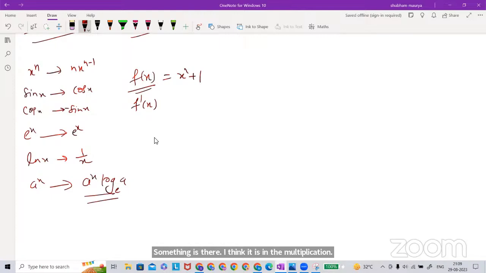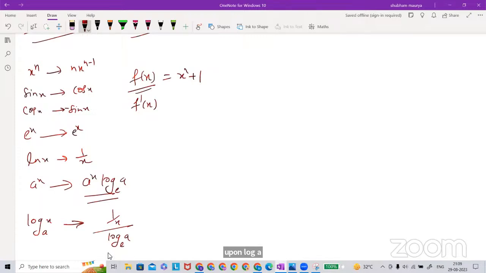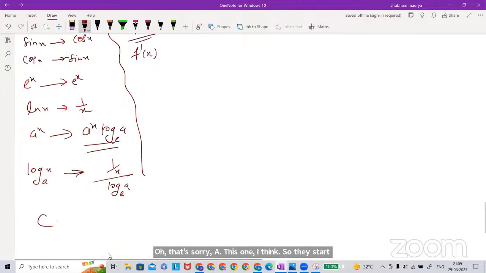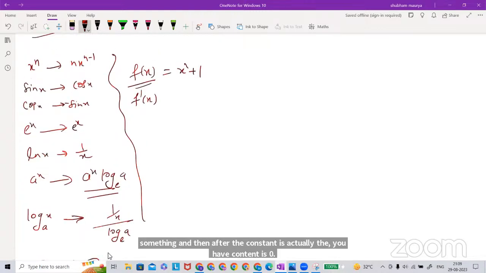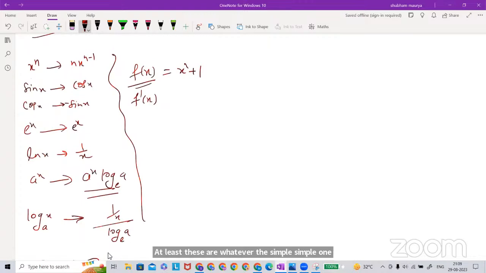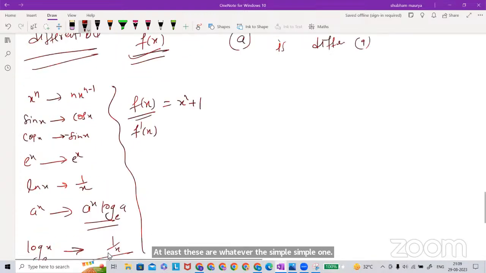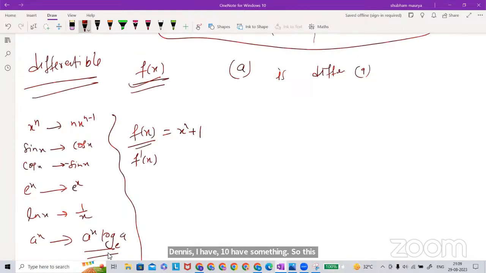Please check this one. And if it is in the form log with base a of x, then the derivative is 1 by x times 1 upon log a. And the derivative of a constant is 0. So just remember these, at least the simple ones. Tan also has its derivative. So this is what we call the derivative.